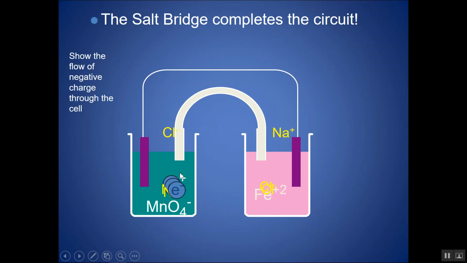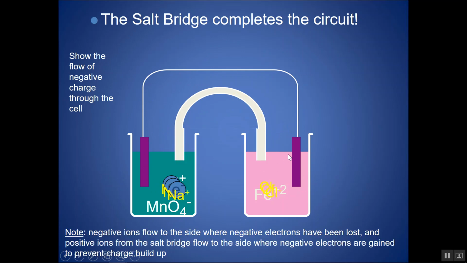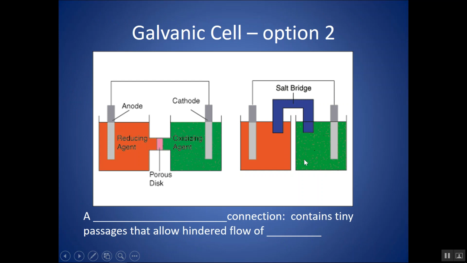Okay, and here it's happening again. There's the negative, follow the negative ion, now goes this way. And so you have this completion of this negative charge, so you don't have a buildup anywhere. So negative ions flow to the side where negative electrons have been lost. Positive ions flow to the side where negative electrons are gained to prevent charge buildup. And Na+, Cl- are not involved in this reaction. They're just these helper ions, or even like spectator ions. If you were writing a net ionic equation, they wouldn't be in there. And they're just helping to complete the circuit and neutralize the charge.